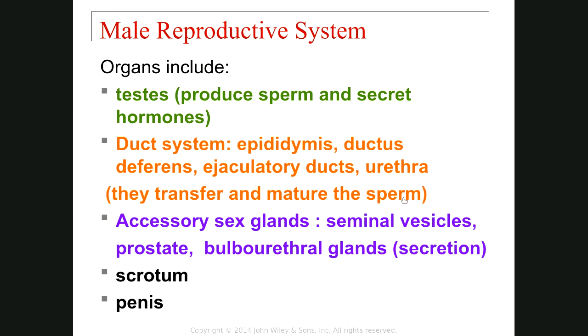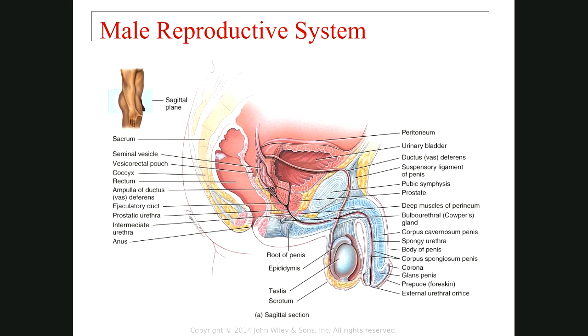We have three accessory sex glands: two seminal vesicles, one prostate gland, and two bulbourethral glands. These glands make different secretions, and their secretions make the fluid part of the semen. Then we have a scrotum and the penis. They are different parts of the male reproductive system. And in this sagittal section, you can see these different parts.